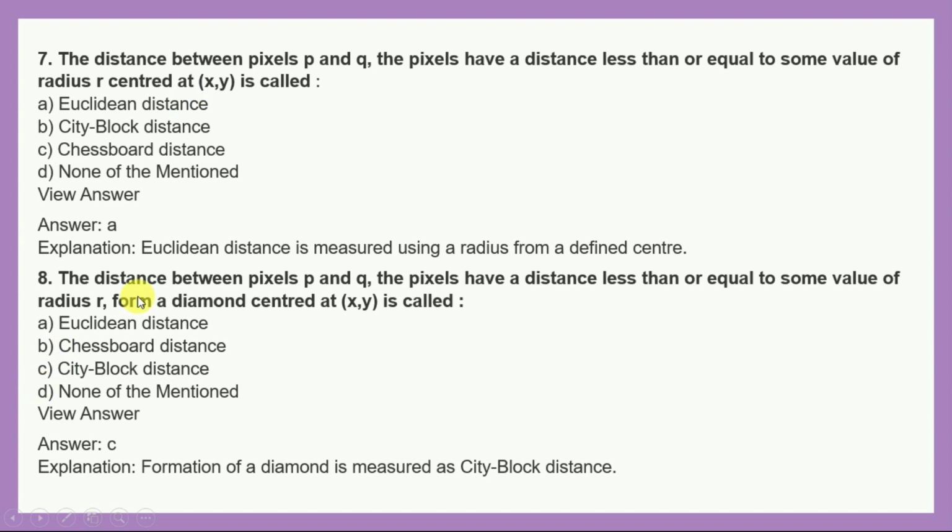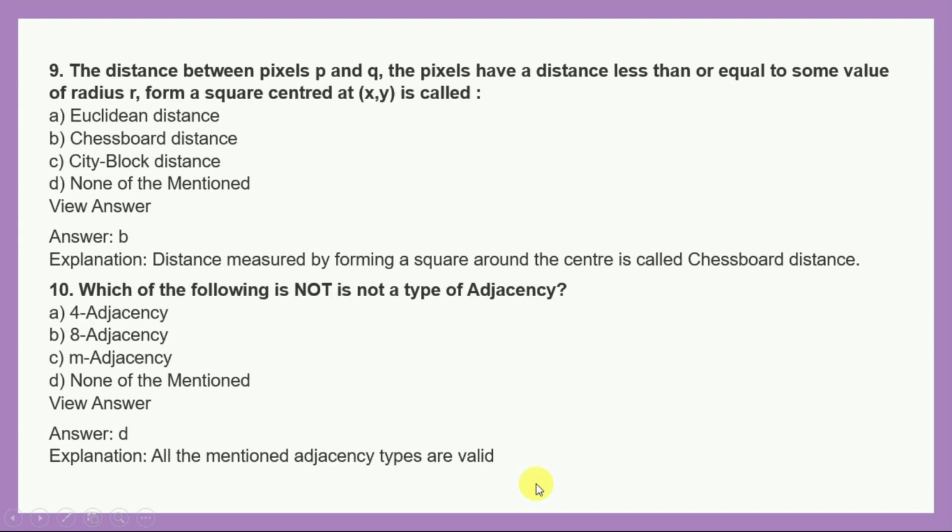Now question is, the distance between pixel P and Q, the pixels that have a distance less than or equal to some value of radius R from a diamond centered at x, y is called. So answer is option C, that is city block distance, because a formation of a diamond is measured as a city block distance. Now the distance between pixels that have a distance less than or equal to some value of radius R from a square centered at x, y. So here we have a square centered, so answer is option B, that is chessboard distance, because a chessboard is formed like a square structure.